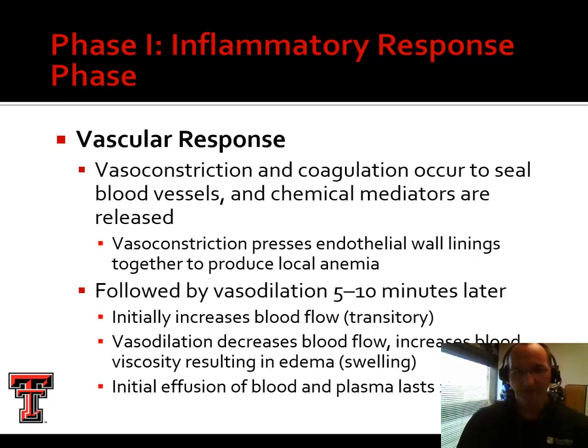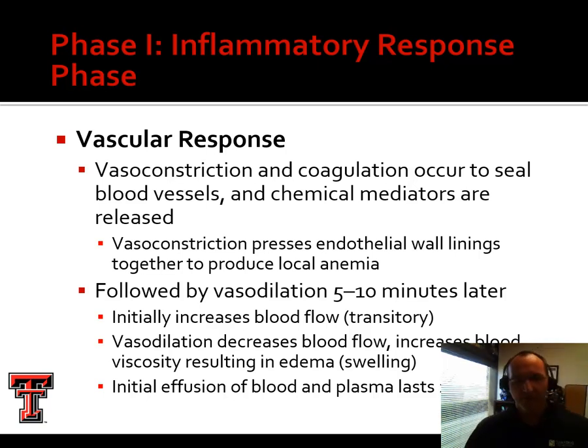If we're altering permeability, then we are also needing to change transport within the system so that waste products can be filtered out and so that nutrients that are necessary for healing can be brought in. So initially during this inflammatory response phase, we get a vasoconstriction and coagulation, so that if we've got injured blood vessels, we minimize the amount of swelling, bleeding, otherwise fluid accumulation in the area.